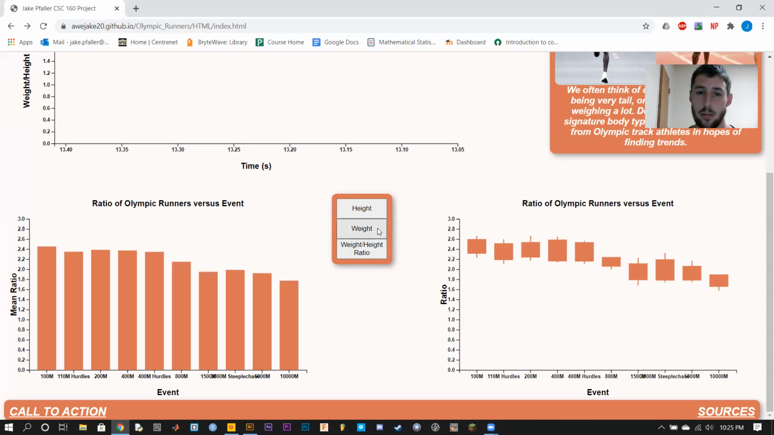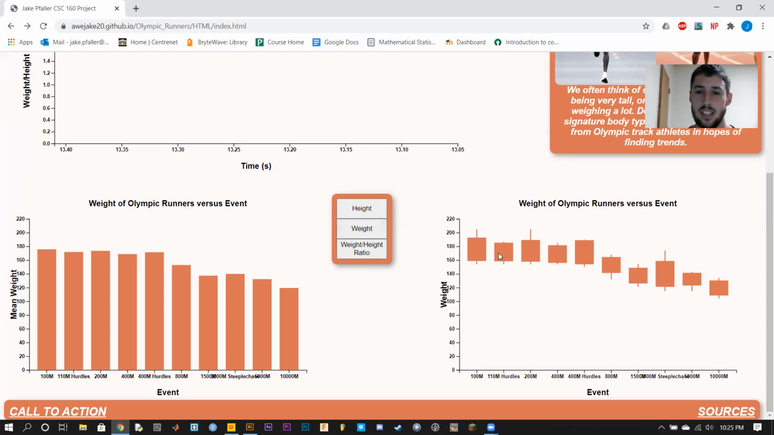But in weight, and in the ratio, you see these two data sets start to fall off once we move past the sprinting events, where the sprinting events are 100 meters to the 400-meter hurdles. Then everything above that is considered a distance event. And that leads us to say that there is a correlation between the distance of the event and the weight to height ratio, as well as the weight of the runners.